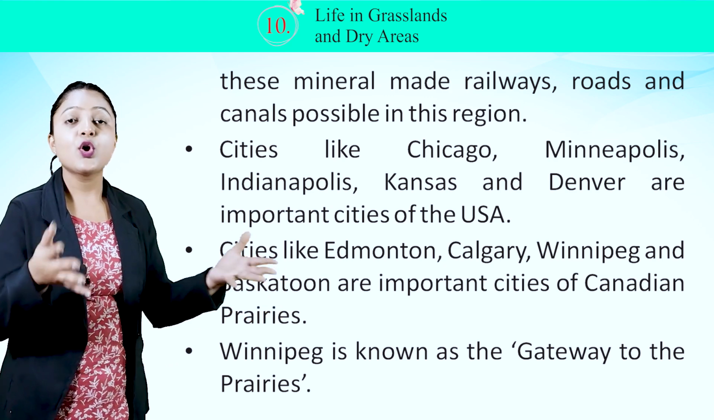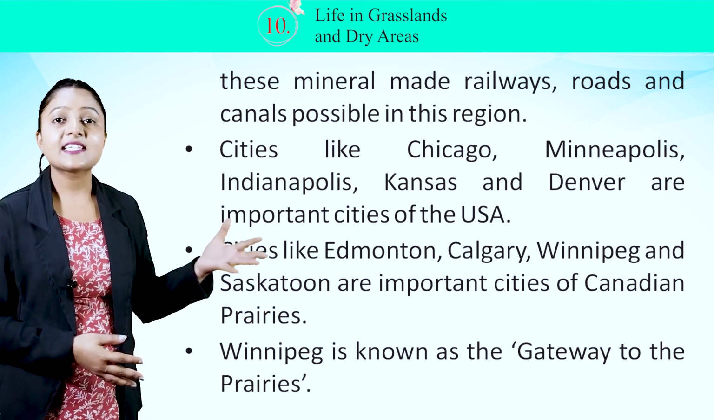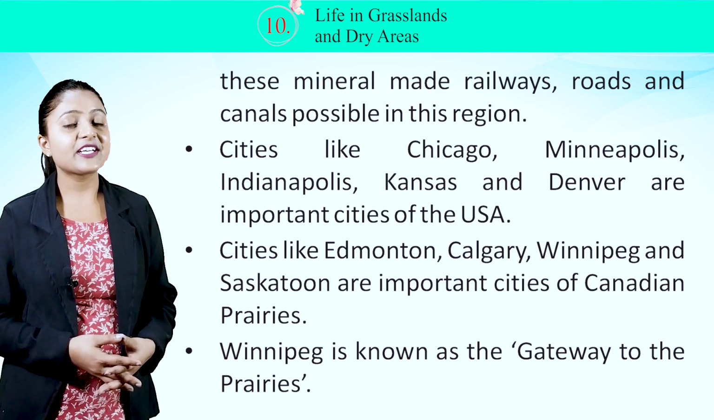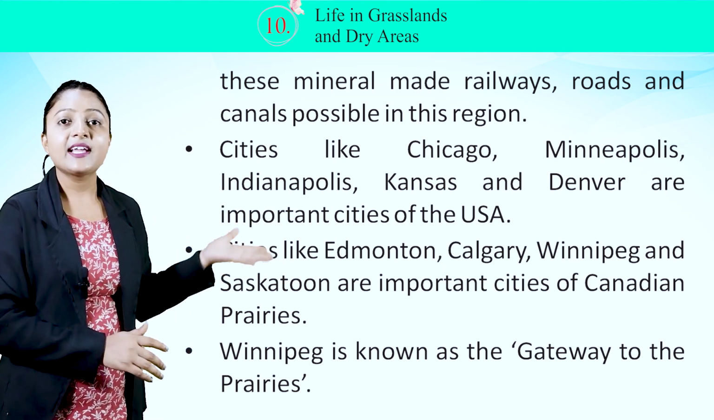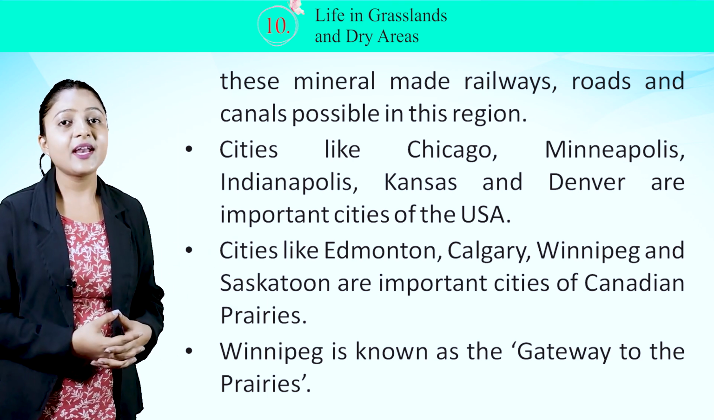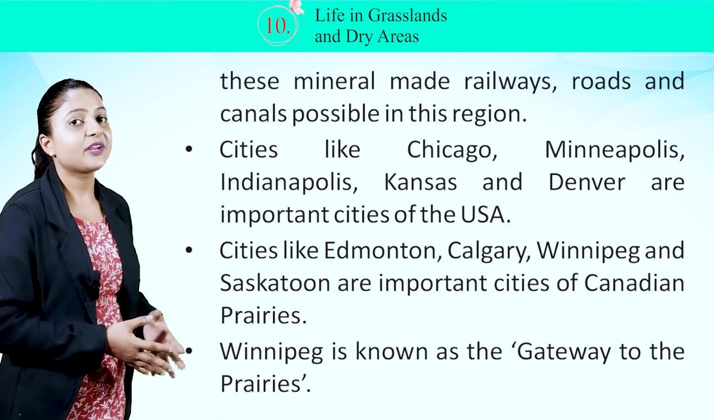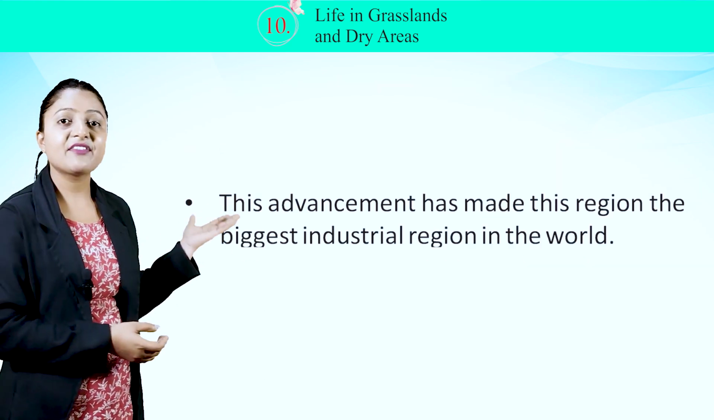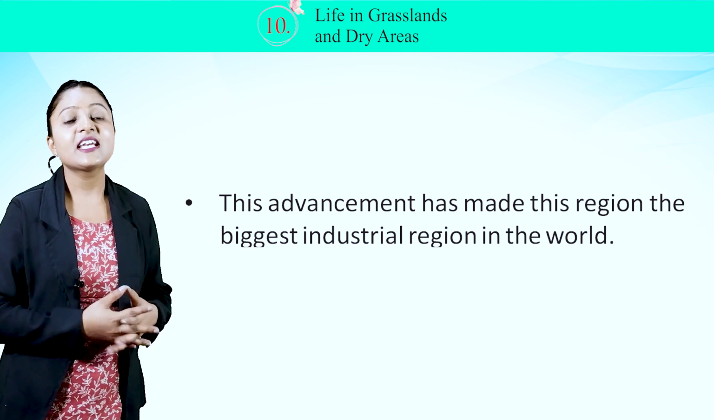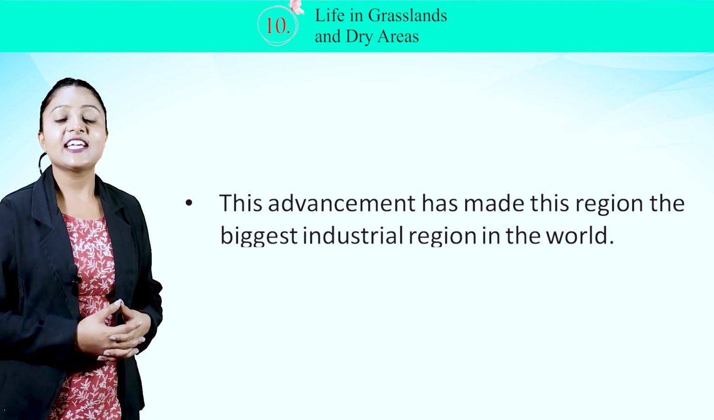Cities like Chicago, Minneapolis, Indianapolis, Kansas, and Denver are important cities of the USA. Cities like Edmonton, Calgary, Winnipeg, and Saskatoon are important cities of Canadian prairies. Winnipeg is known as the gateway of the prairies. This advancement has made this region the biggest industrial region in the world.